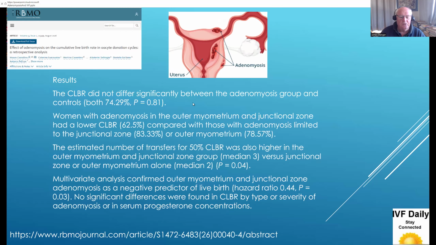And in this case, the authors found that there was no difference in the clinical live birth rate between those women with adenomyosis and those that did not. So that's kind of good news. However, they then went back and said that women with adenomyosis in the outer myometrium and the junctional zone, which I assume is the outer myometrium and the junctional zone, had a lower cumulative live birth rate, 62%, compared to those with adenomyosis.